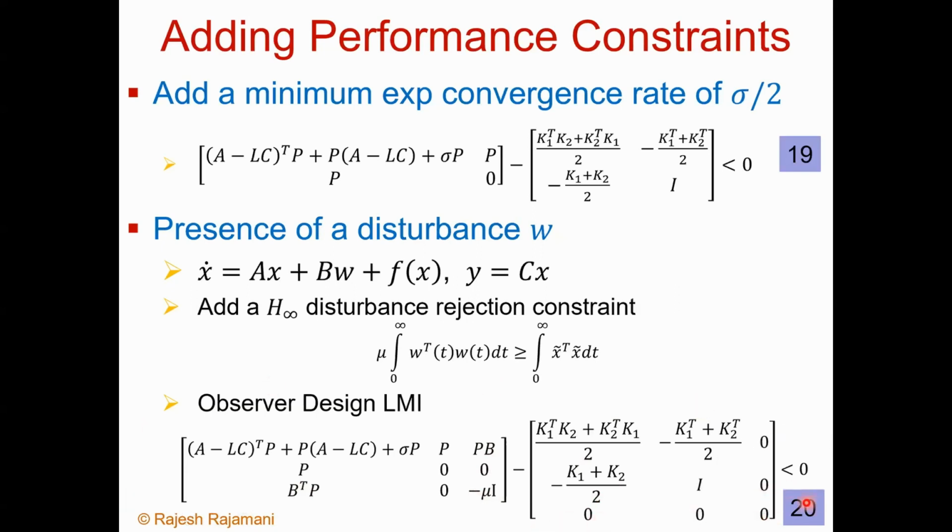And so what does this LMI do? It gives you a minimum convergence rate by having this plus sigma P term here. It also gives you an H infinity disturbance rejection constraint being satisfied, and that comes from this minus mu I term and these PB terms that are in the LMI. So again, this is an LMI that you can supply to MATLAB, and MATLAB will find an observer gain L for you, and your observer will be exponentially stable. It will satisfy an exponential convergence rate of sigma by 2, and it will satisfy an H infinity disturbance rejection constraint.